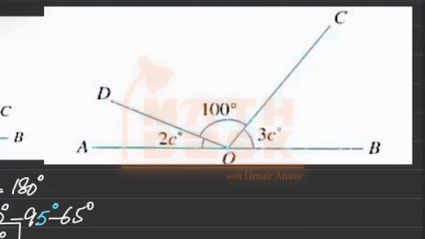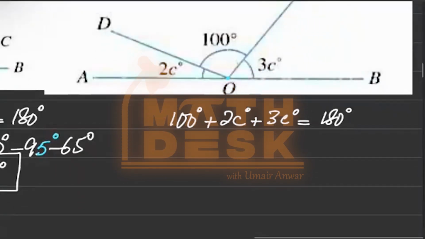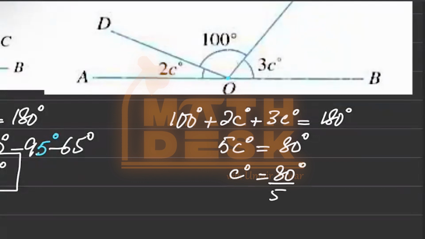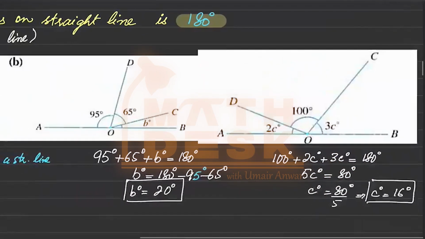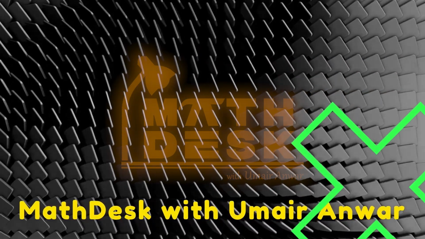Now, if we add these three angles, 100 plus 2C plus 3C, their sum is going to be equal to 180 degrees. So we will have 5C equal to 80 and C will be equal to 80 divided by 5. So the answer for C becomes 16 degrees. This is how the concept of adjacent angles on a straight line is used to find different values.